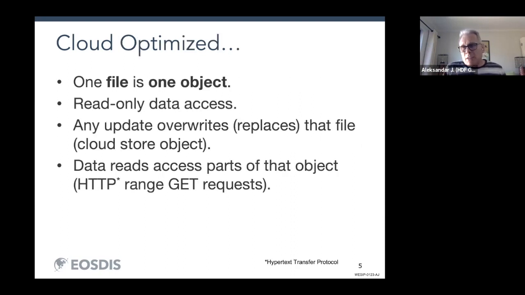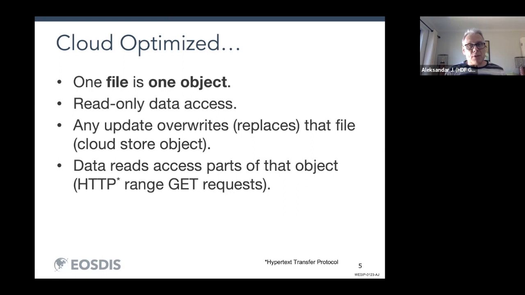For cloud optimized, you have a more traditional, conventional situation. There is a file, and that file was somehow copied into an object store. Because of that, there's only read-only access, and any update actually has to include overwriting the entire object, in other words, replacing that file in the object store with a new version. And the mechanism for how data is accessed is through this functionality called the HTTP range GET request.